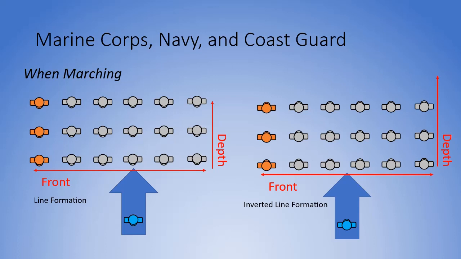The formation commander's position is centered on the rank that is left of center when marching to the left flank, which is line formation, and probably centered when marching to the right flank, inverted line formation. The Marine Corps order is vague on why the front, depth, and center of a sea service formation must change. It seems that the front and depth do not change for inverted line formation, it changes only for line formation, and possibly only when marching.